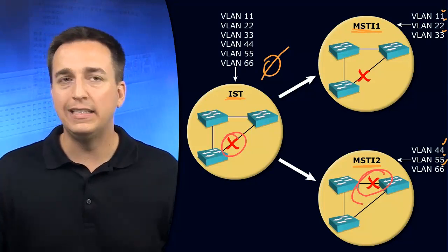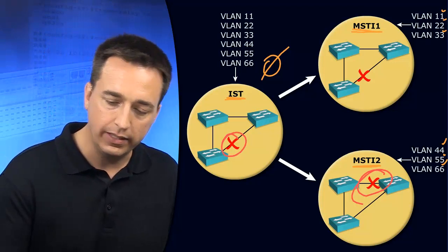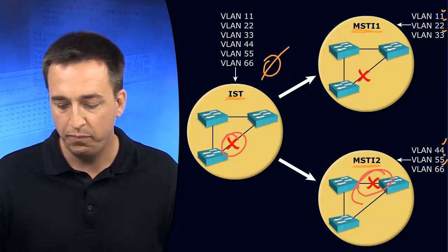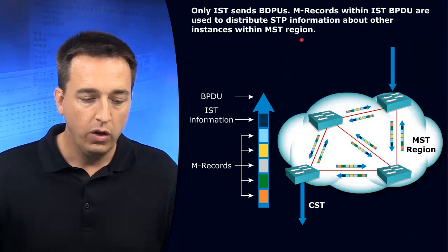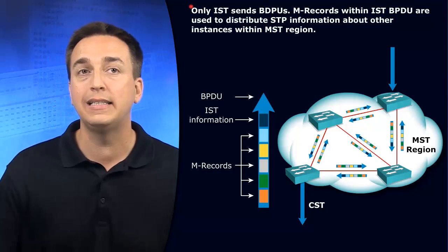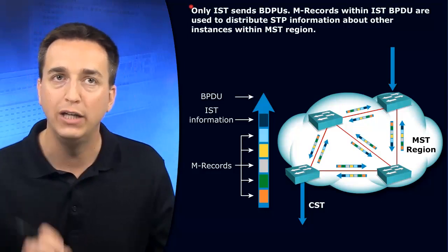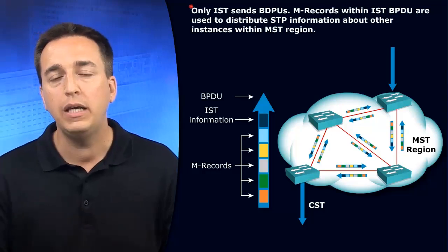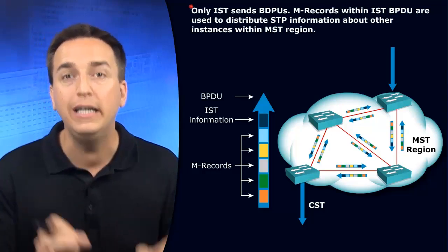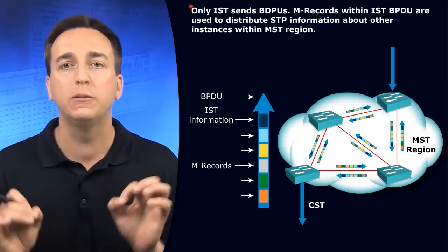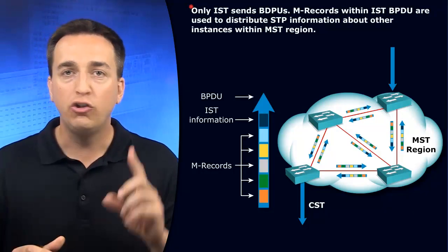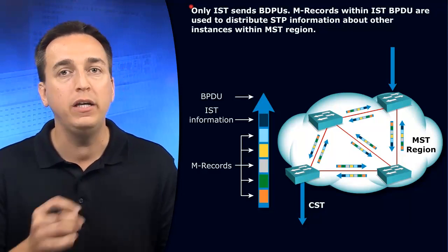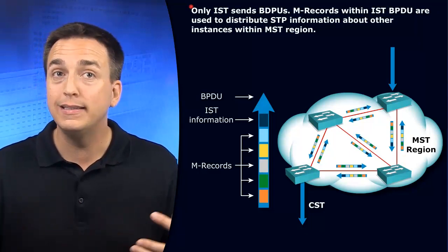So why is the IST instance, the internal spanning tree instance, or instance 0, so important? Well, it is only the IST that sends BPDUs. That's right. It's only the IST instance that sends BPDUs. There will not be a BPDU sent for each and every single spanning tree instance in this case. Just one BPDU is sent. And this BPDU is from instance 0.